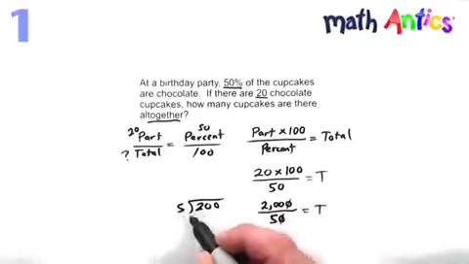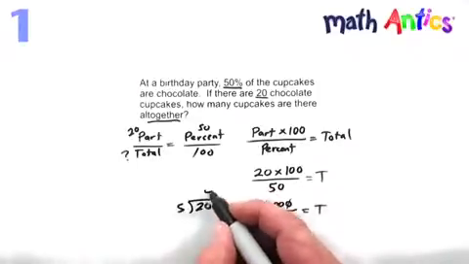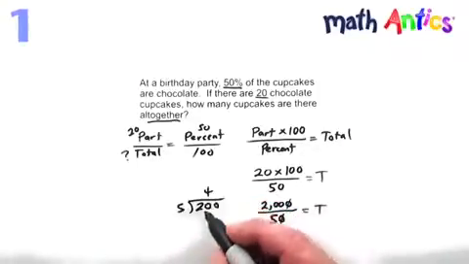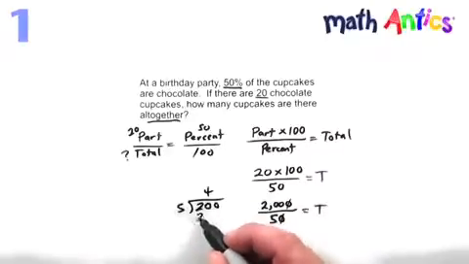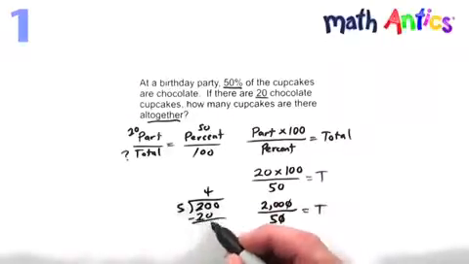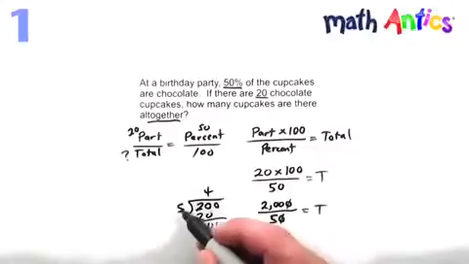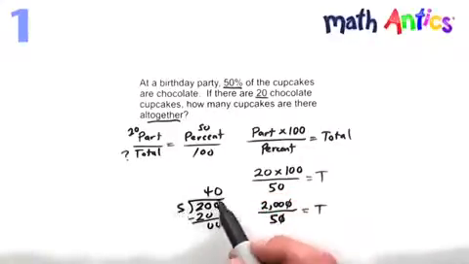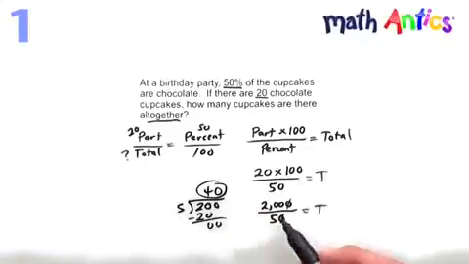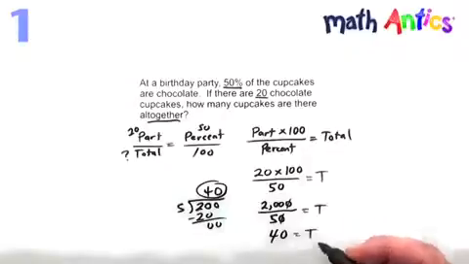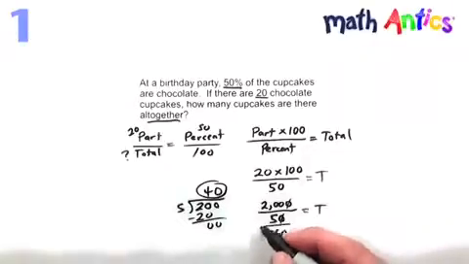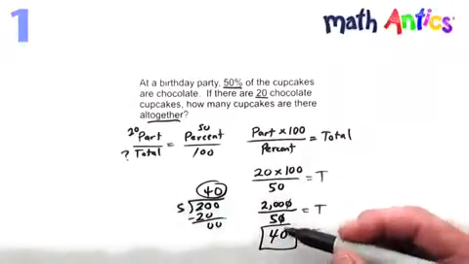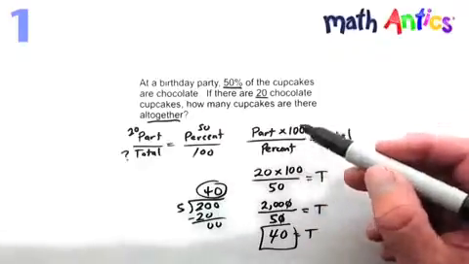5 won't go into 2, but it will go into 20 4 times. That's on our multiplication chart. So 5 times 4 is 20, and the remainder is 0. Bring down the 0, so that's also going to be a 0. So 200 divided by 5 is 40, and that's our answer here. 40 is the total. But now we know that the total number of cupcakes at the birthday party is 40.